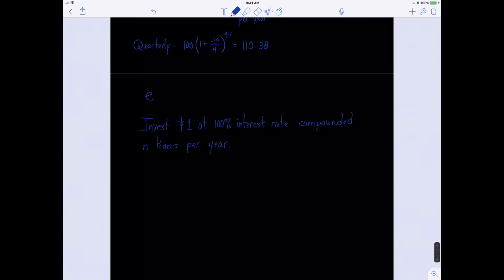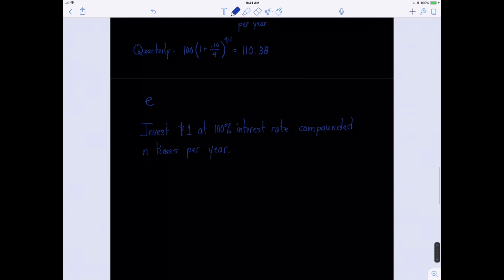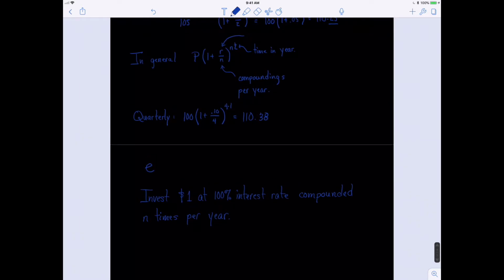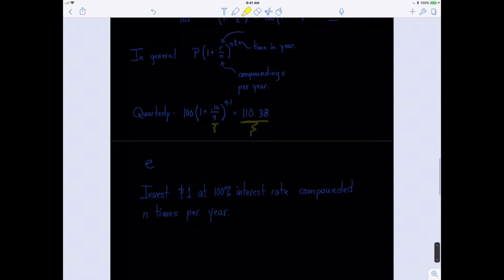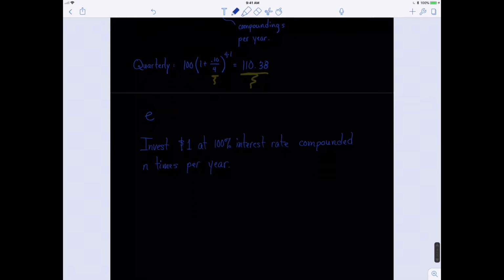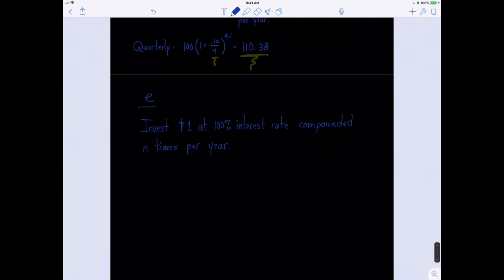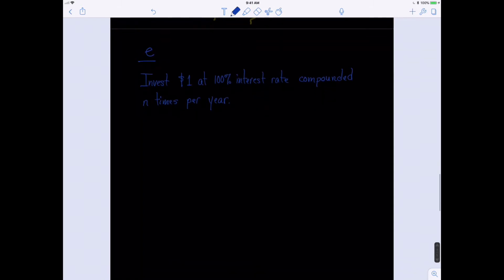Hi, this is Tom, and in our last video, we saw that as the number of compounding periods per year increased, the amount of money you make on the same interest rate increases as well. So, in this lesson, we are going to learn about E. And the question is what would happen if we could compound our money more than 4 or 10 or 12 or 50 times in a year? Let's see what happens.